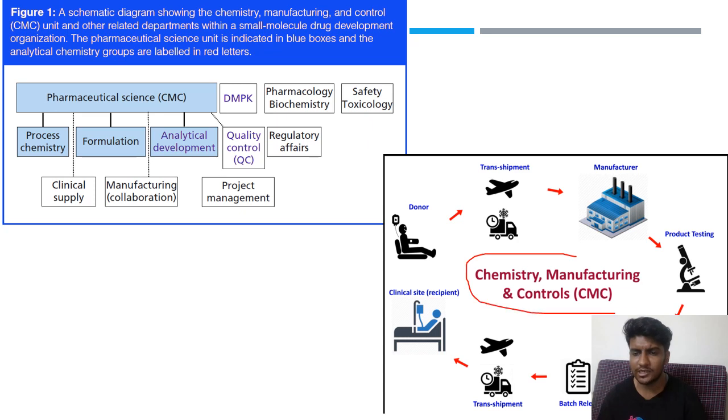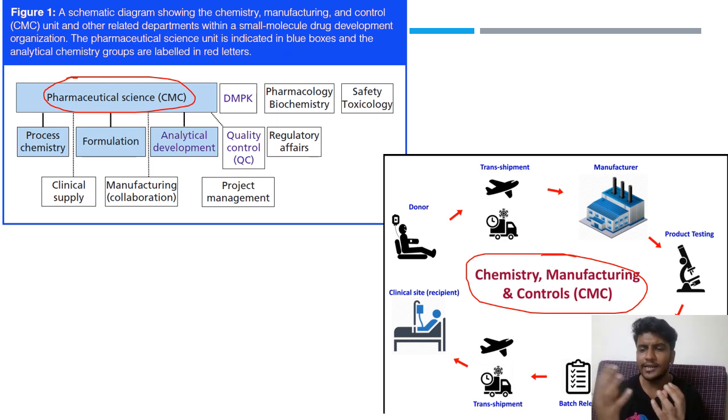Next comes chemistry, manufacturing and controls, CMC. When we talk about CMC with respect to pharmaceutical science, there is process chemistry, formulation, analytical development, and quality control associated with it. Then DMPK, that is drug metabolism and pharmacokinetic properties, pharmacology, toxicology, safety studies, impurity studies, regulatory affairs. These are all interlinking profiles that you need to know in more detail, but currently I am discussing them very superficially. CMC deals not just with product testing, but also batch release, transshipment via road, airway, railways, the clinical site recipient, and it is associated with the manufacturer. So CMC is a broad terminology associated with small molecules during the drug development process.